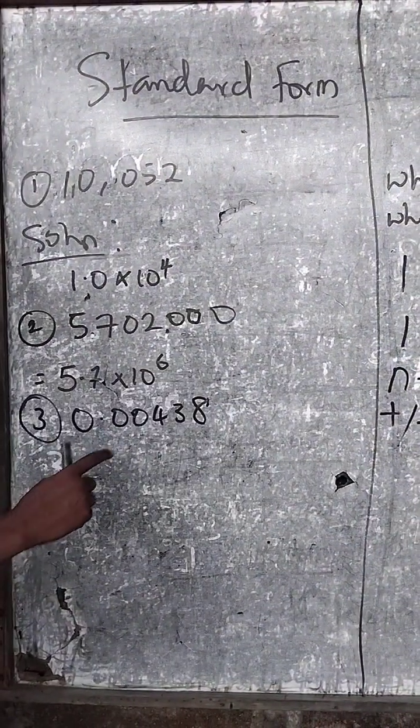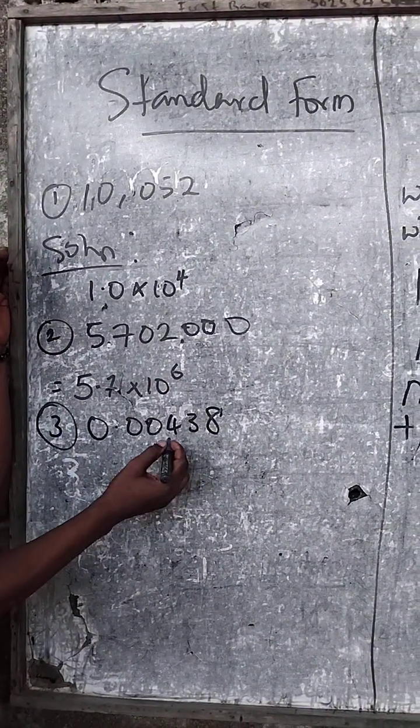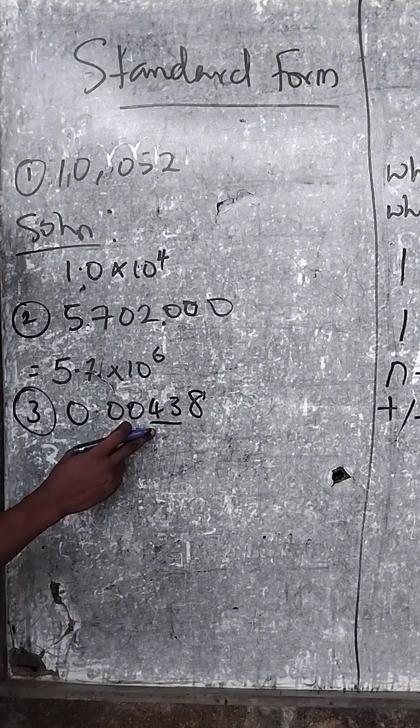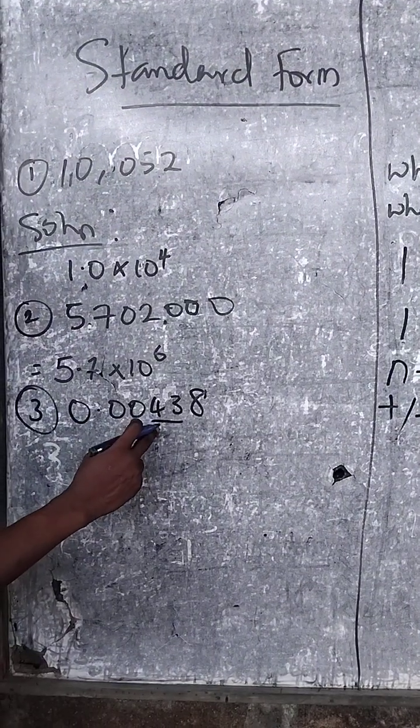8 and 3. It's not it. 4 and 3. This is the first two non-zero digits. You start counting from the front, not from the back. So the first two non-zero digits are 4 and 3.